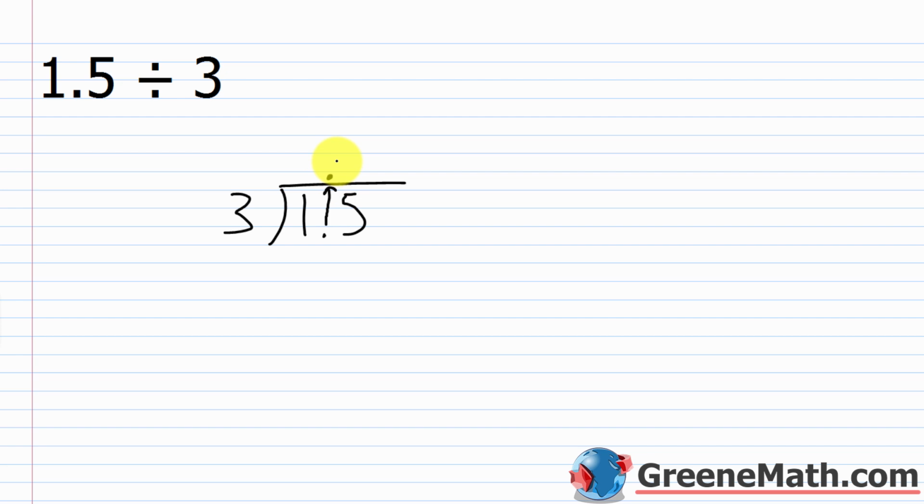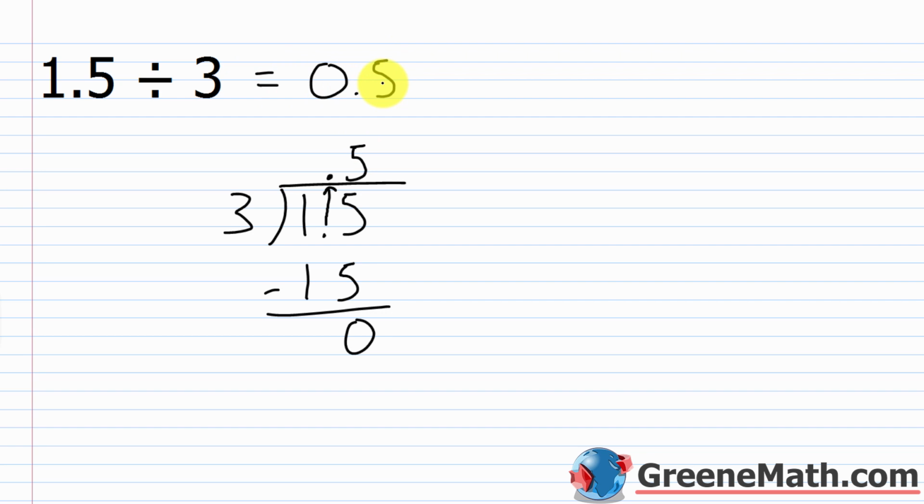Now, once I've done that, I know where the decimal point's going to be, and I can just pretend I have 15 divided by 3, right? So I would say, what is 3 going into 1? Well, we can't do that. So how many times would 3 go into 15? Well, that would go in 5 times. So I put a 5 here, and then I multiply. 5 times 3 is 15, and I subtract, and I get 0. So my answer for this is going to be 0.5.